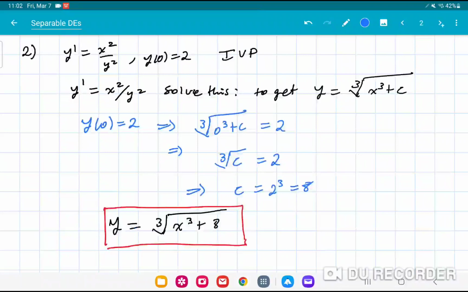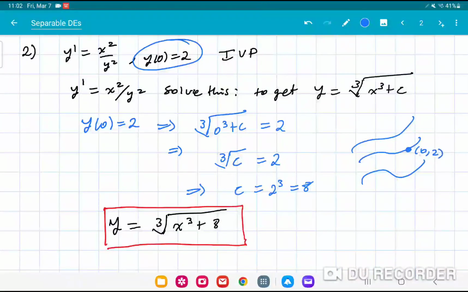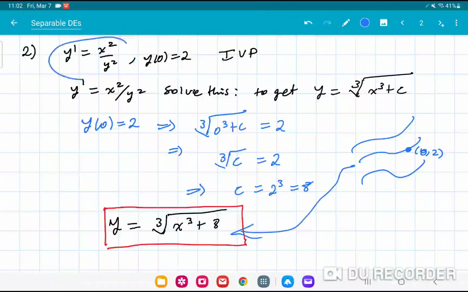Now what this is telling us in this example is, of those different curves, pick the one with y of 0 equal to 2. Pick the one that passes through the point (0, 2). When x is 0, y is 2. And this is the one. This is the curve that passes through the point (0, 2), among other curves that could be solutions to this differential equation.